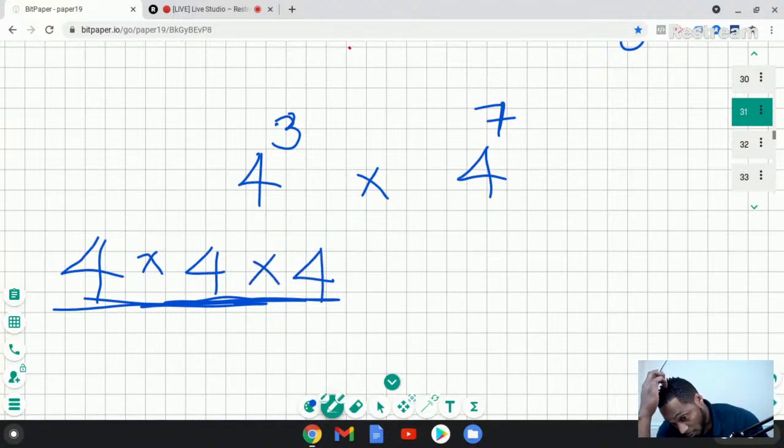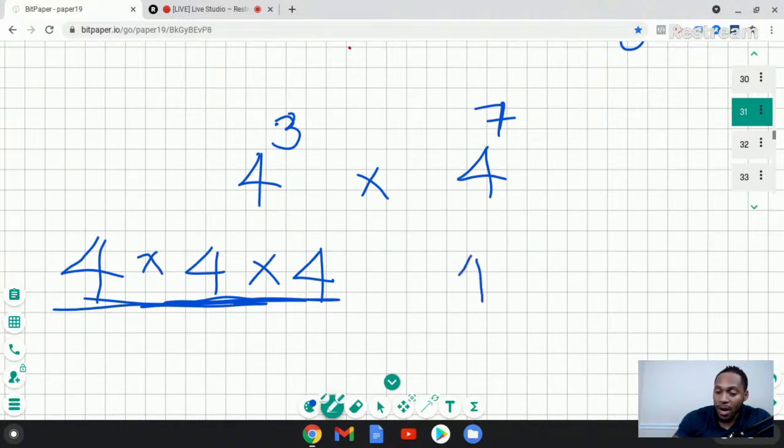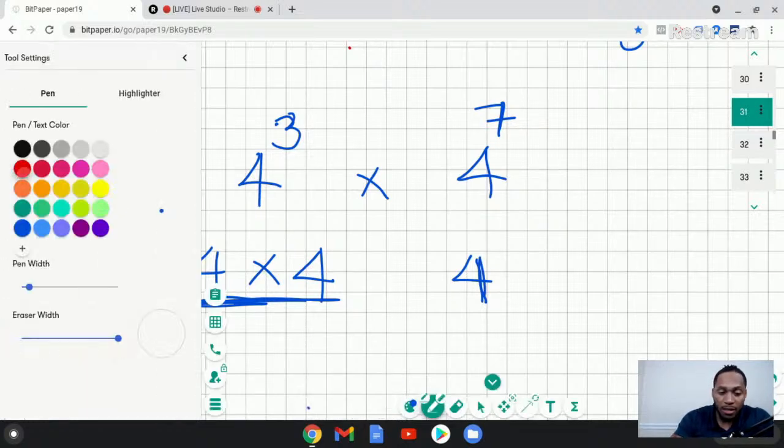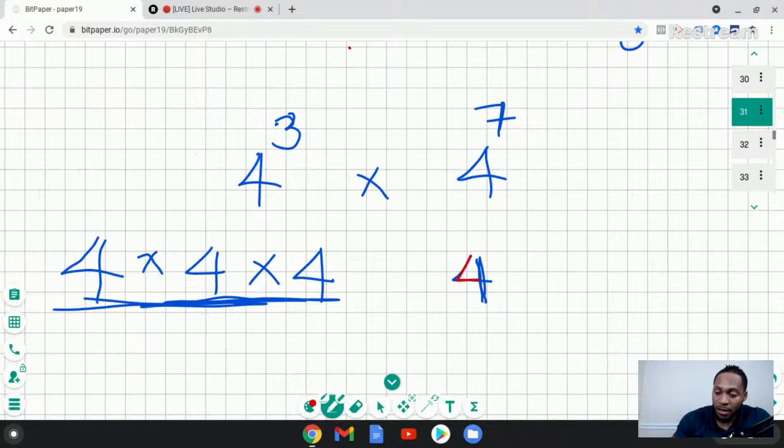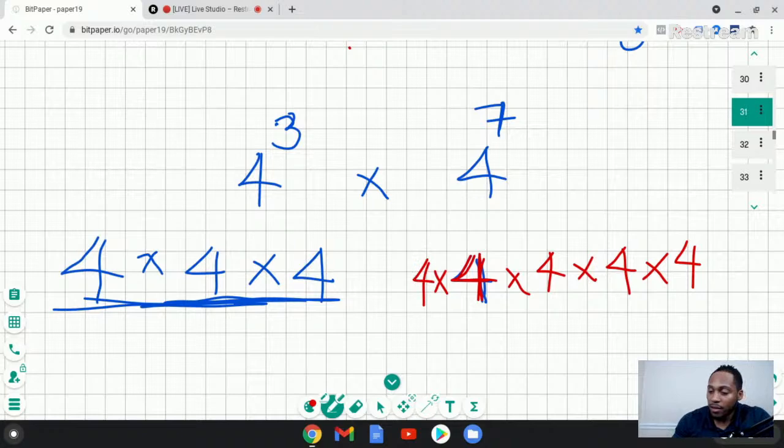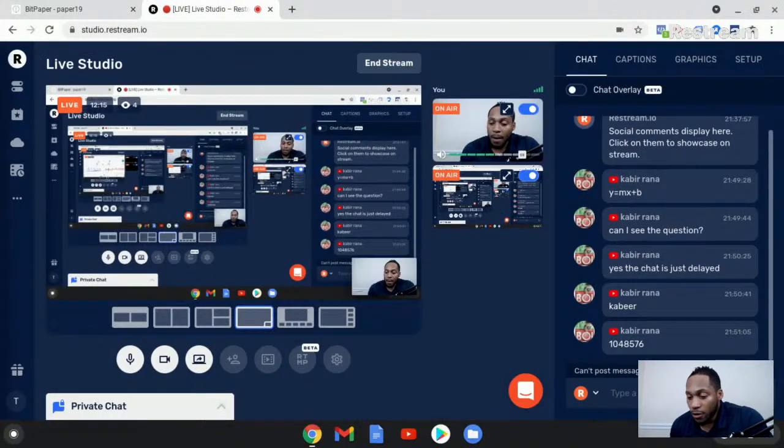Now I grouped this by itself, and I'm also going to group this on that side, and I'm going to write it in a different color for no reason at all. 4 multiplied by 4, 7 times, right? 1, 2, 3, 4, 5, 6, 7. Correct? Now, how many 4s do you guys see here?